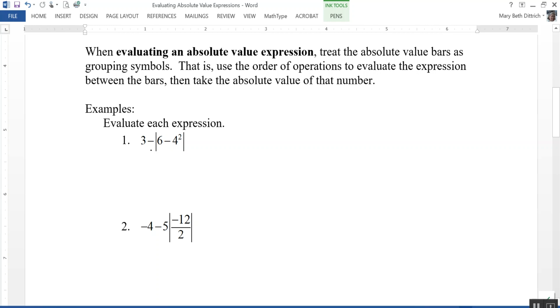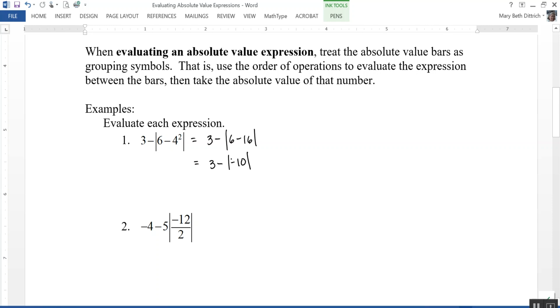Here we have 3 minus the absolute value of 6 minus 4 to the second power. So I need to do order of operations between the bars first. I notice I have subtraction and a power, so I need to evaluate that exponent first. So this is going to give me 3 minus the absolute value of 6 minus 16. I'm shooting for having one number between the bars, so 6 minus 16 is -10.